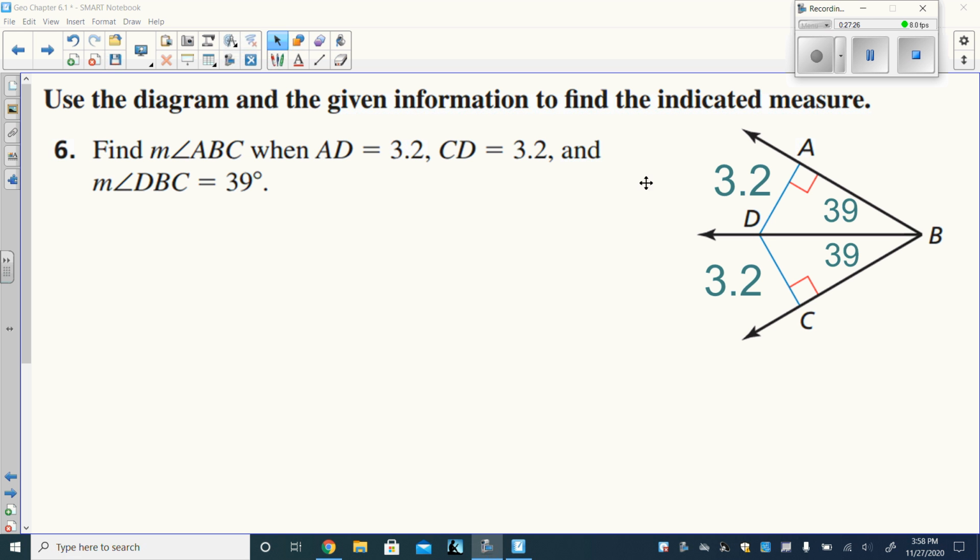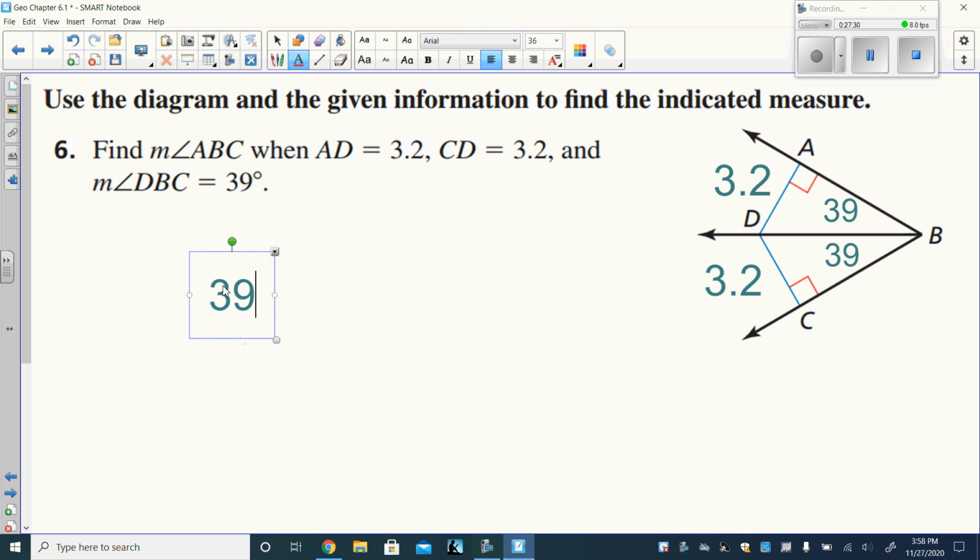Now, the angle we're looking for is ABC. So to get that, we would take 39 plus 39 and see that there is 78. So the answer it's looking for here is 78. And that's all we're going to do for this one. That's all we're covering for 6.1.